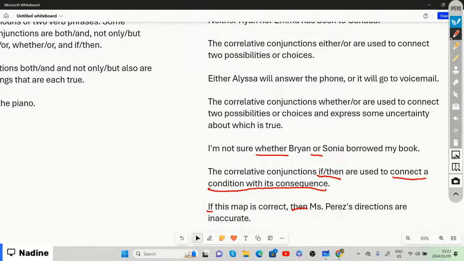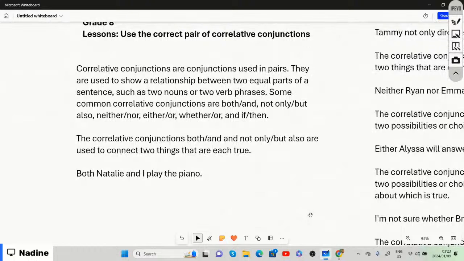Right? So these are basically the correlative conjunctions that we made mention of, as well as the possible examples. And once again, we said correlative conjunctions are conjunctions that are used in pairs. And we made a few examples of it, right? And they are used to show a relationship between the two equal parts of a sentence. It's like showing how it joins based on these pairs, right? So it basically shows the relationship between two equal parts of a sentence, such as two nouns or two verb phrases.